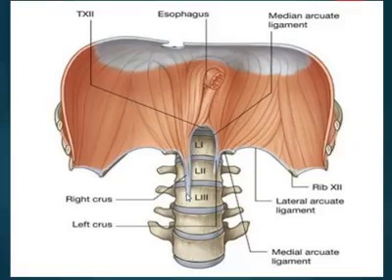Right crus arises from the sides of bodies of L1, L2 and L3. Left crus arises from the side of body of L1 and L2. On the lateral sides of right and left crus, medial arcuate ligament and lateral arcuate ligament are present. Both right and left crus are connected by a median arcuate ligament.